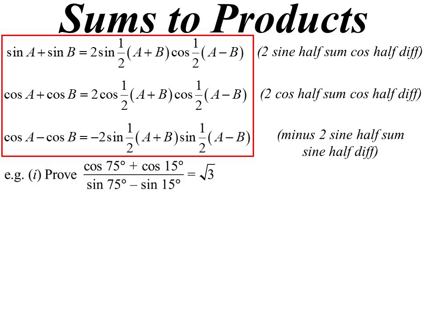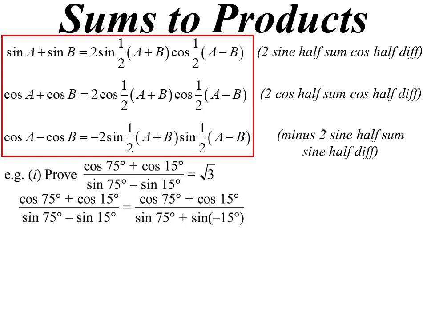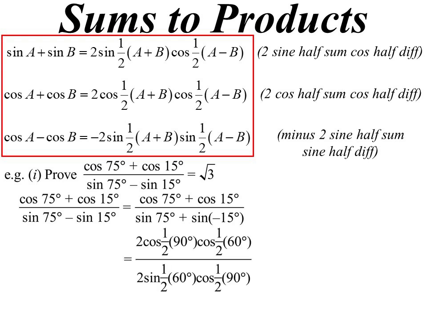I have to prove this expression here: cos of 75 plus cos 15 over sine 75 minus sine of 15. First thing I'm going to do is rewrite the bottom one, because I don't have a formula for sine minus sine. Minus sine 15 is the same as plus the sine of negative 15. I now have sine plus sine, so I can now do it. The top is the sum of 2 cosines, so it'll go 2 cos half sum cos half diff.